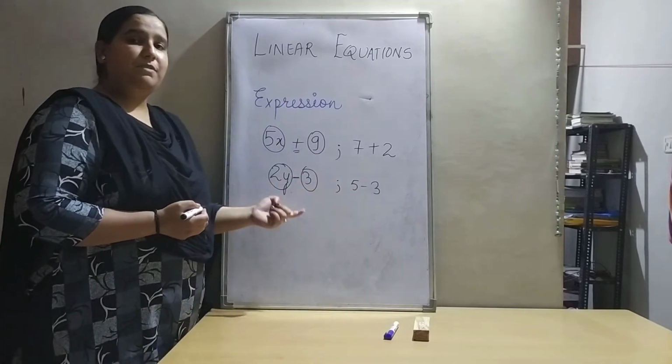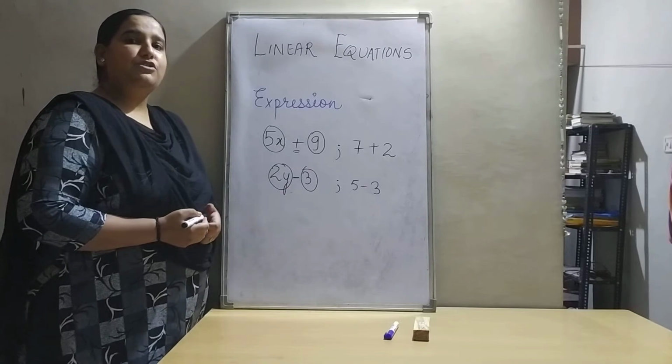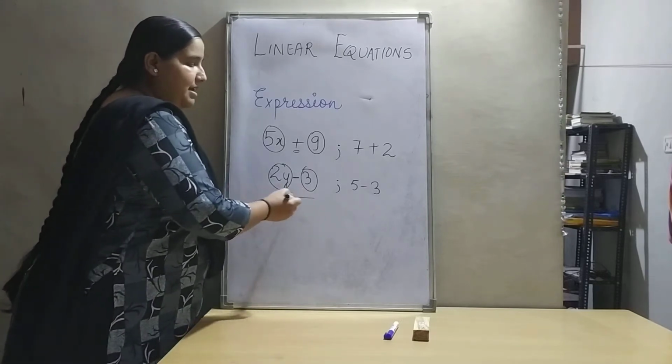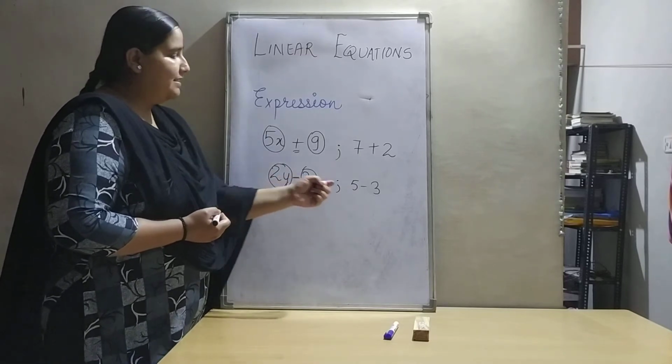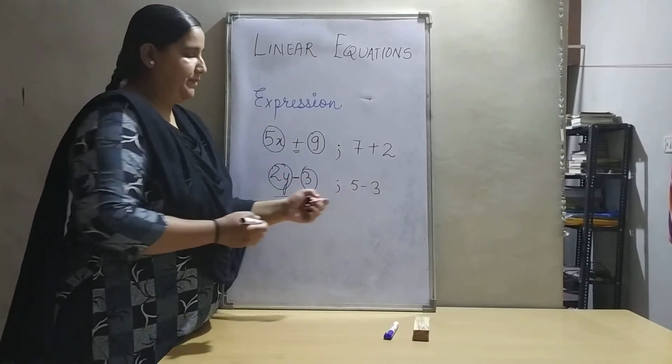Now what is the difference between these two? The difference is, this is an algebraic expression as it includes a variable in it, and this is a numerical expression, right?